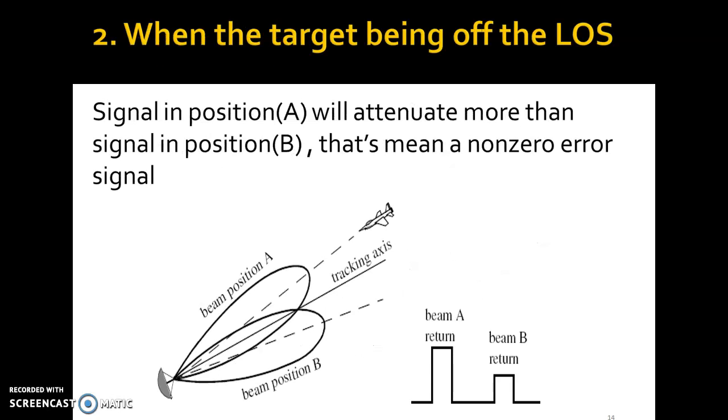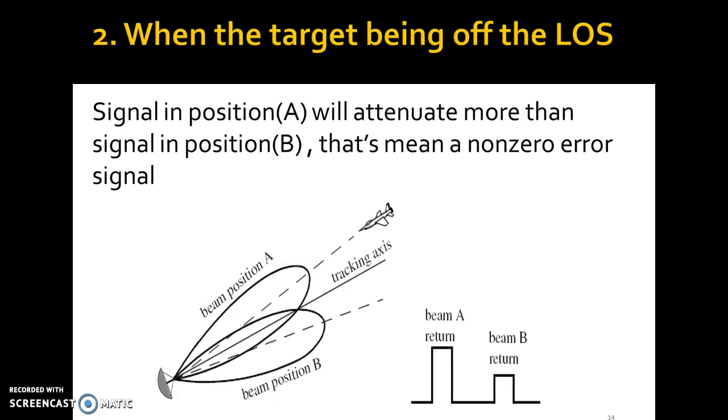So this was sequential lobing, where we mechanically position our two beams so that they lie upon the tracking axis, so that we can have access to the target for line of sight communication. But sometimes it's not possible to have line of sight communication or line of sight signaling of the target for each and every target.